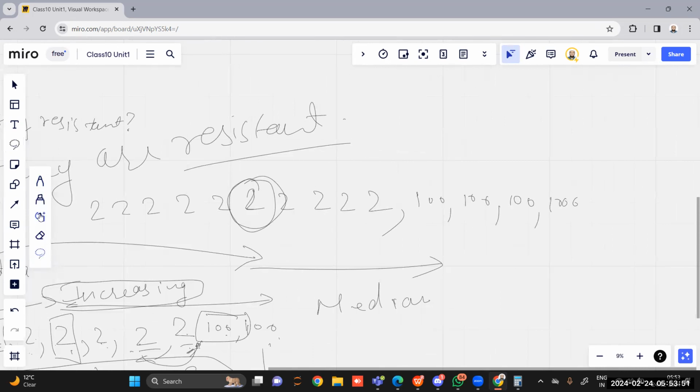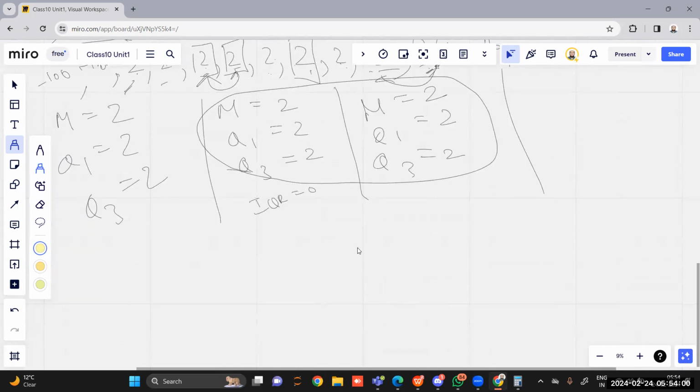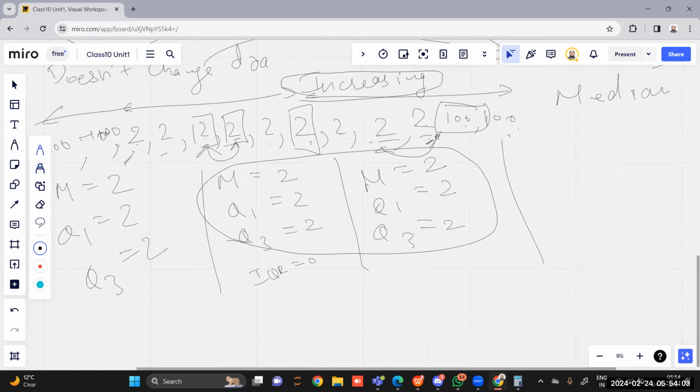We have taken this example. When I have added, for example, consider this case only, from this 2 to this 100. What was our previous median? Previous median was 2. When we added the 100, the median was still 2. But what was the previous mean? If you calculate the previous mean, it would be 1, 2, 3, up to 9 values, summing to 18. 18 divided by 9 is 2. So the mean is also 2.